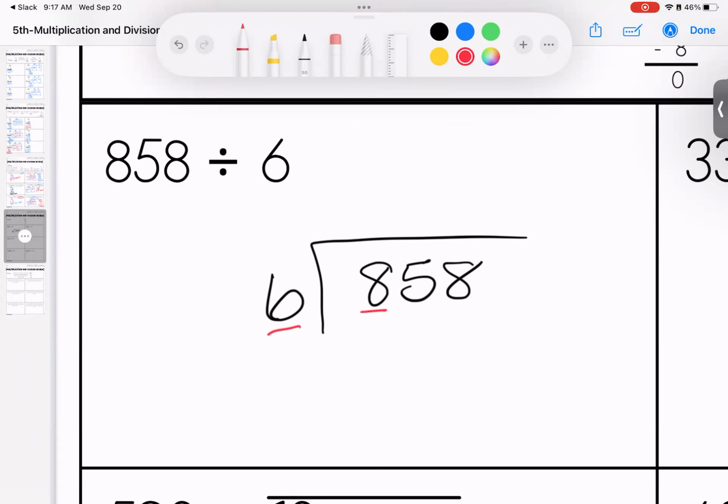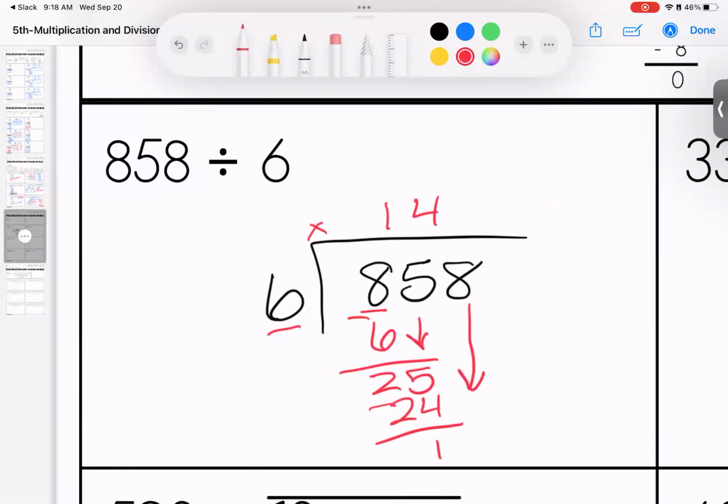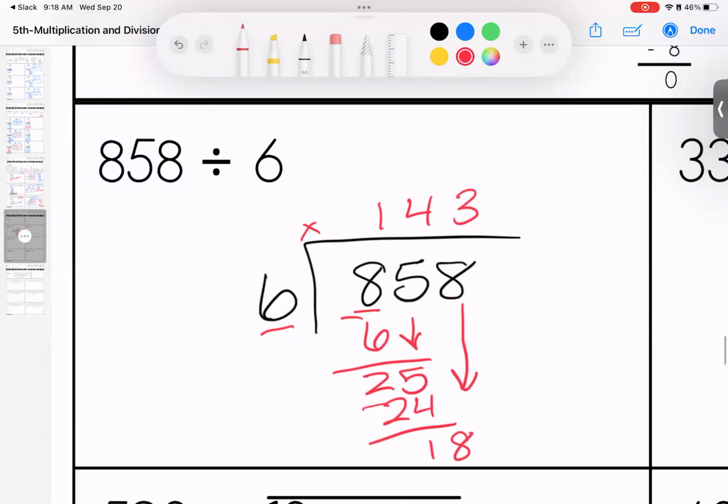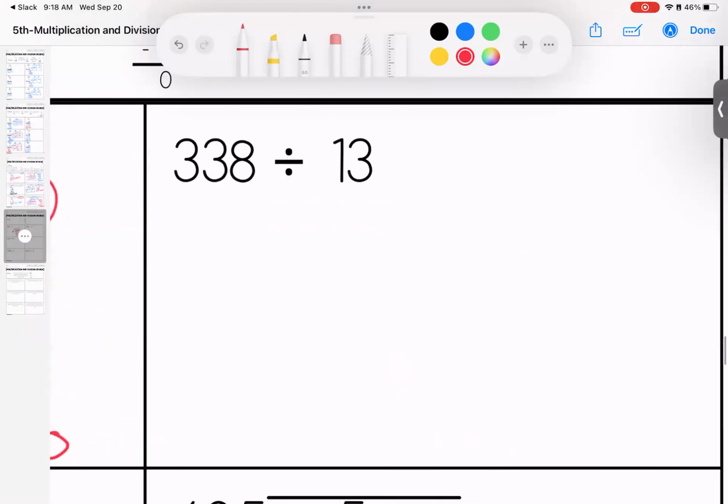How many groups of 6 can I take out of 8? 1, because 1 times 6 is 6. So if I take out one group, it means I'm taking out 6 pieces. 8 minus 6 is 2. Bring down your next piece. How many groups of 6 can I take out of 25? 4, because 4 times 6 is 24. I have 1 left. Bring down my last one. How many groups of 6 can I take out of 18? 3, because 6 times 3 is 18. Nothing left. My answer is 143.